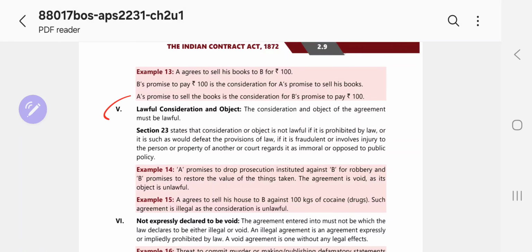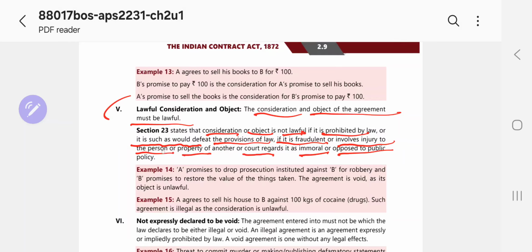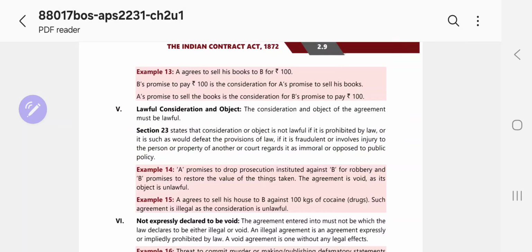Now coming to lawful consideration and object. The consideration and the object of the agreement must be lawful. Section 23 states that the consideration or object is not lawful if it is prohibited by law, or it is such as would defeat the provision of law. If it is fraudulent or involves any injury to the person or property of another, or the court regards it as immoral or opposed to public policy. Okay, consideration should be lawful. Consideration should not harm public interest, or harm any other party. So the contract becomes a valid contract only if it has a lawful consideration and lawful object.